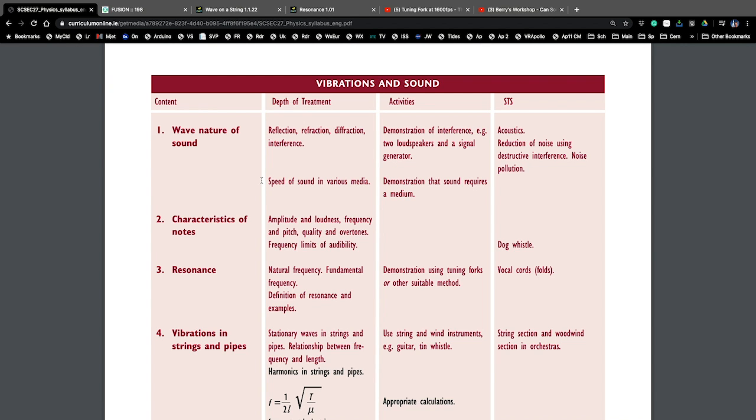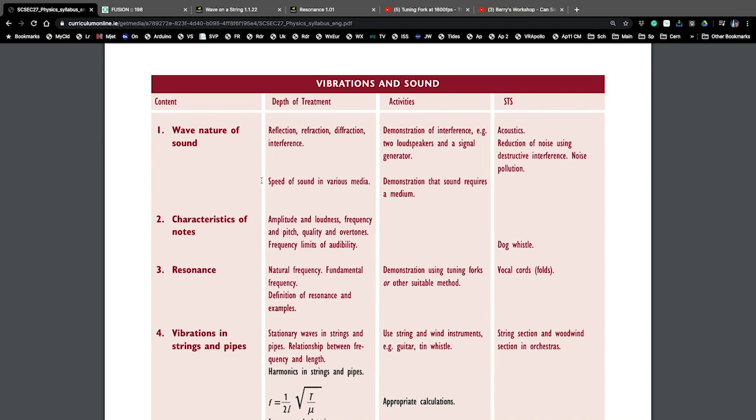Speed of sound. Well, sound travels at different speeds in different materials. The speed of sound in air is approximately 340 meters per second. It can change depending on temperature and other factors. In steel and in water it's much faster. So the speed of sound changes in different materials.